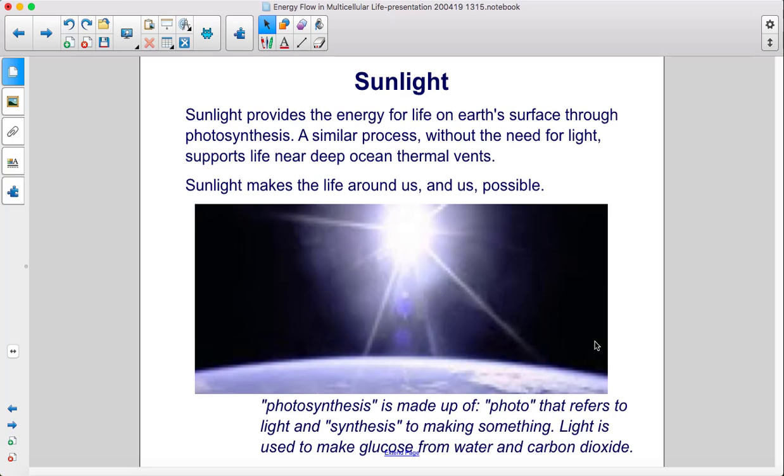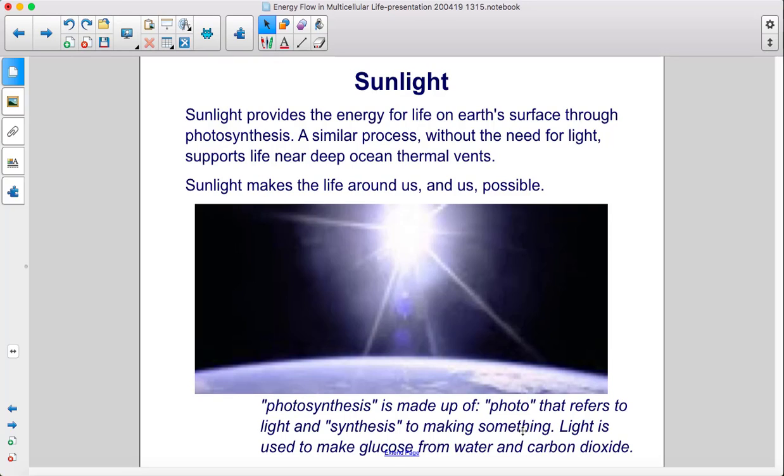Photosynthesis. Sunlight provides the energy for life on Earth's surface through photosynthesis. A similar process, without the need for light, supports life near deep ocean thermal vents. Sunlight makes the life around us, and us, possible.